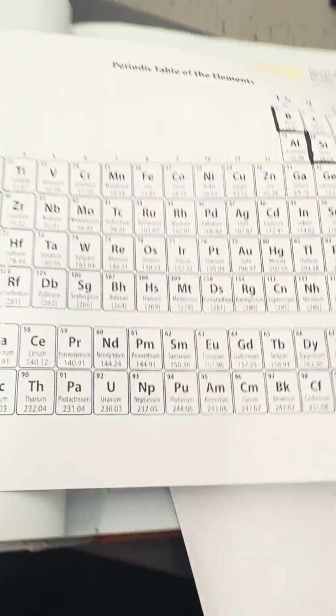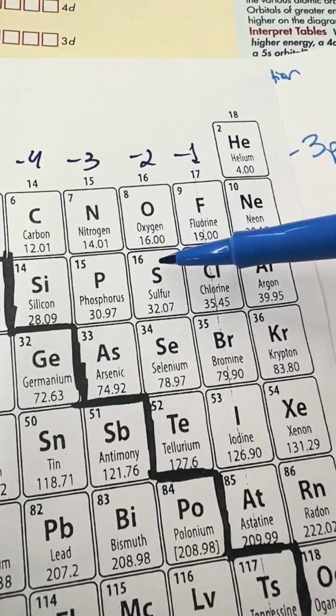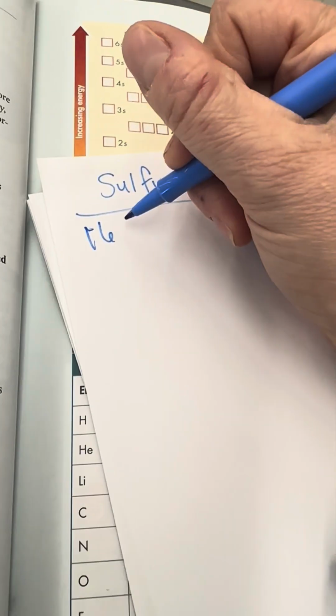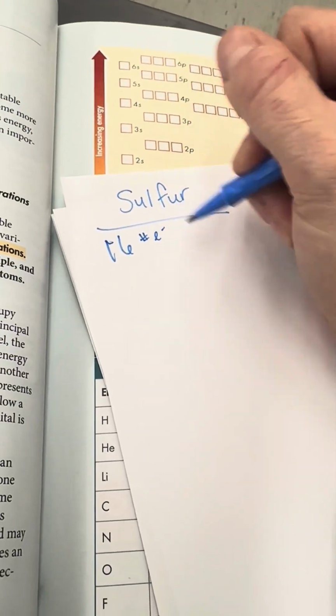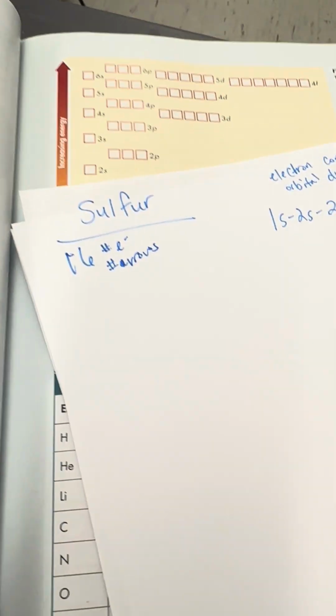So your first step, for this element sulfur, is to get your atomic number, which is the whole number on the periodic table. So here's sulfur, and here 16 is the whole number. That is your number of electrons, but that's also the number of arrows that you're going to draw.